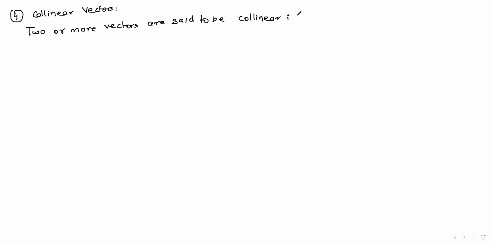Okay, good. Now fourth one. Fourth is collinear vectors. Two or more vectors are said to be collinear if they are parallel to the same line, irrespective of their magnitude and direction.